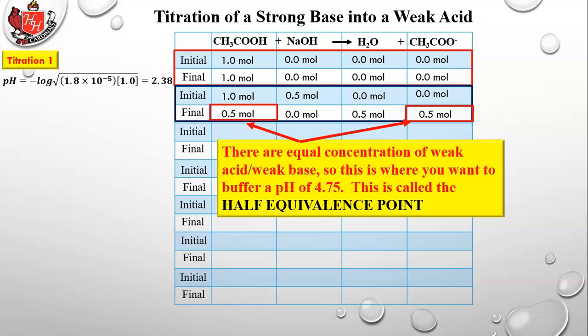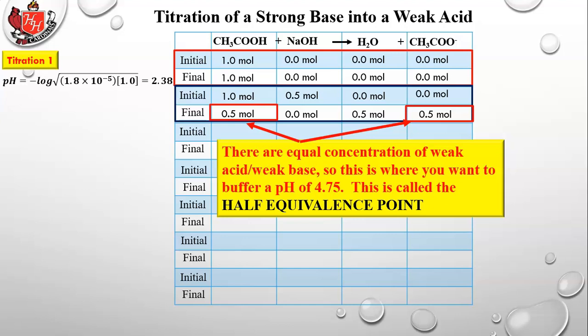Now, once the acetic acid donates that proton, that H, over to the hydroxide to turn it into a water molecule, then the acetic acid turns into its conjugate base, which is over there on the far right, CH3COO-. So now you have concentrations of both acetic acid, the weak acid, and the acetate ion on the right side. Since you have both of those, let's just read this. There are equal concentrations of weak acid and weak base. So this is where you want to buffer, at a pH of 4.75, and this is called the half equivalence point.